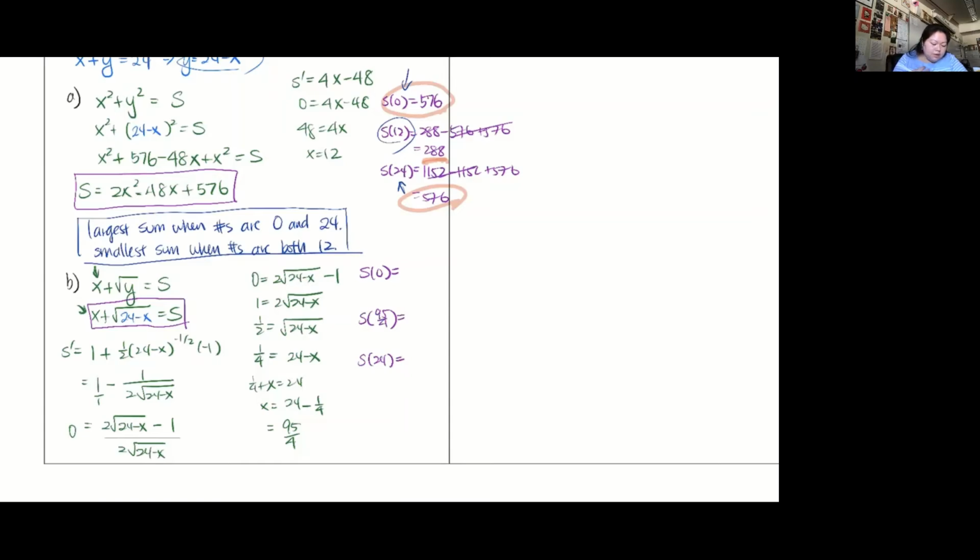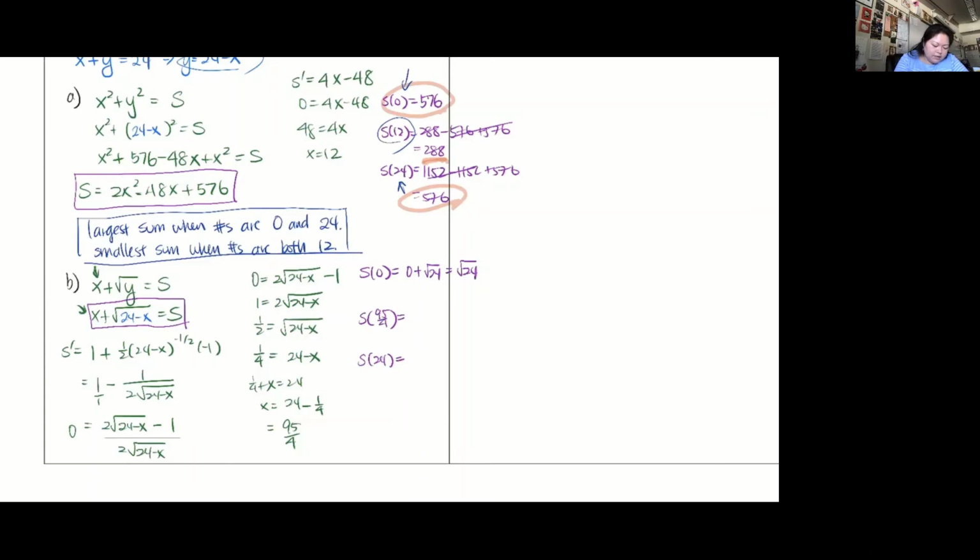All right. So I plug in 0, I get 0 plus root 24 minus x, so I just get square root of 24. Okay. All right, 95 over 4.